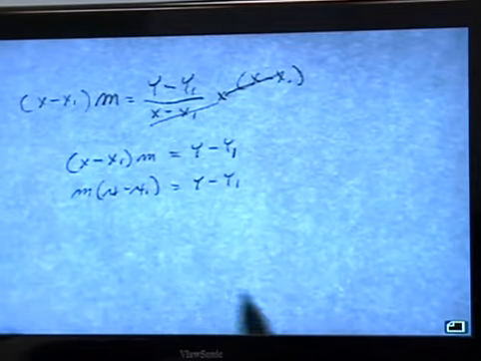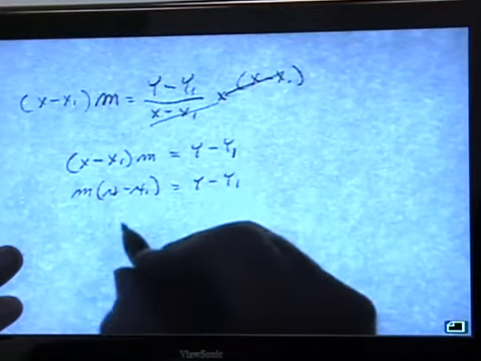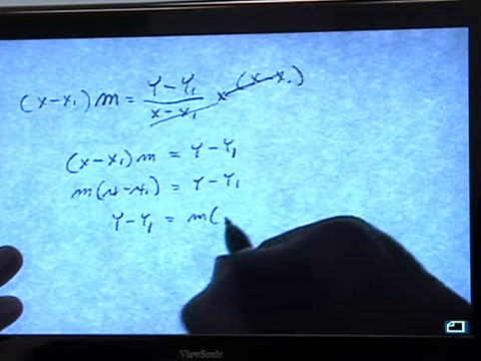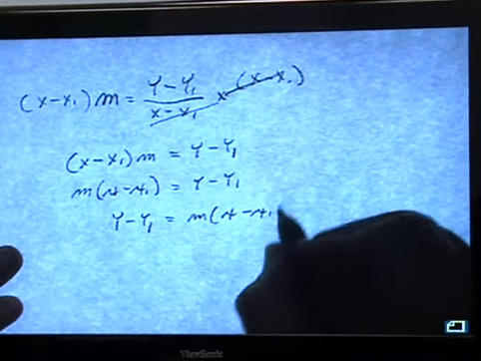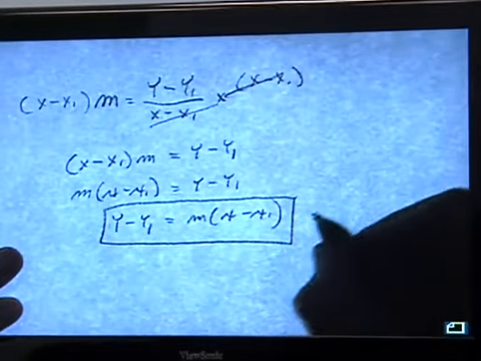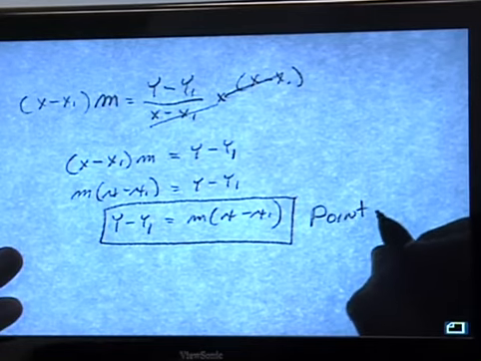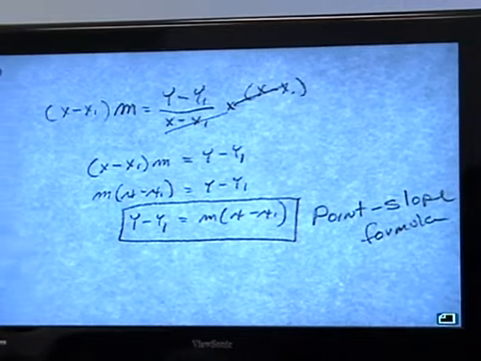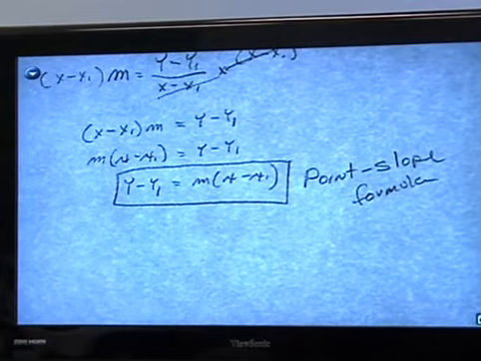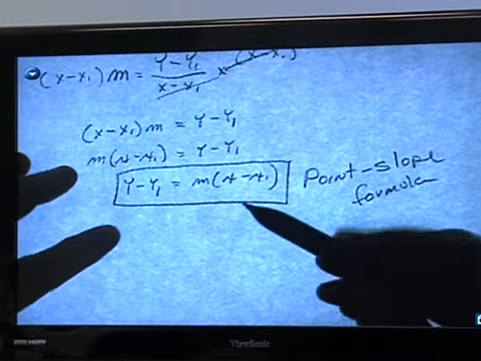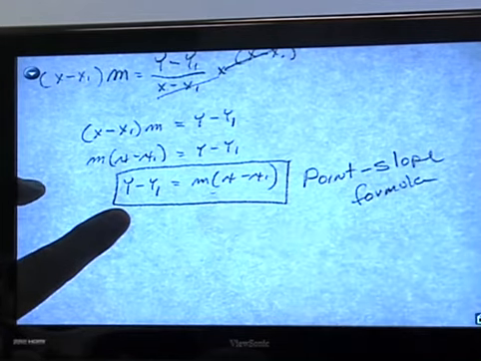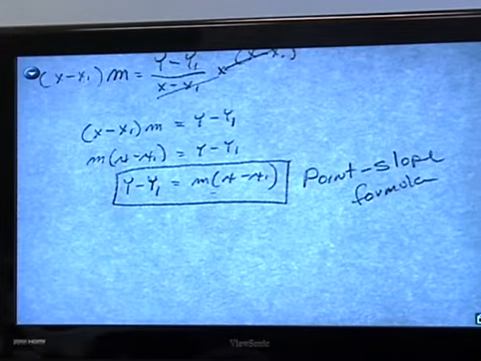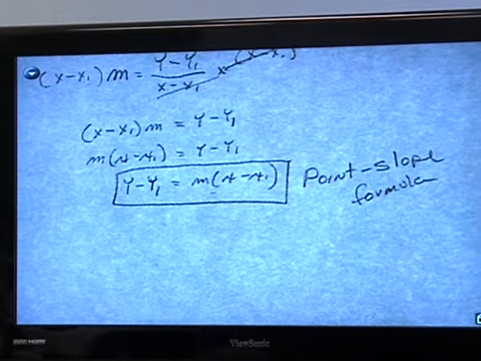And we can flip the equal sign around. This is the same as writing it like this: y minus y sub 1 equals m times x minus x sub 1. This is called the point-slope formula. It's a formula that you'll probably want to remember, and it's derived from the formula for the slope. This is the formula that we're going to use to find the equation for a line. The point-slope formula.